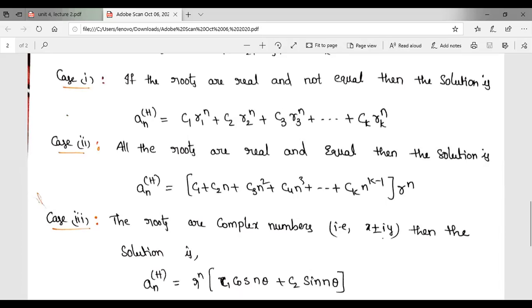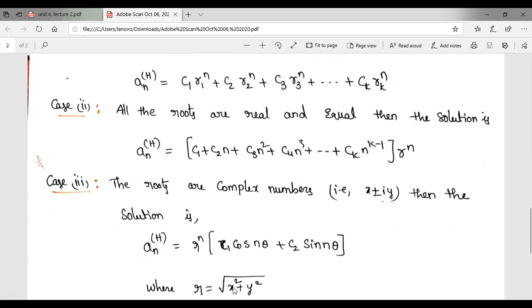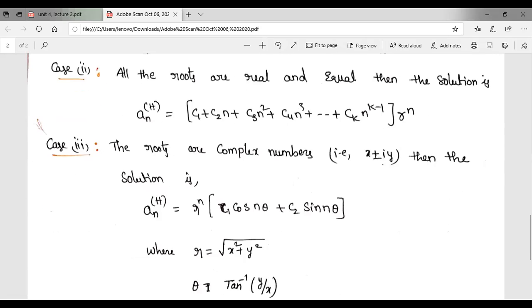In the second case, all the roots are real and equal. Then the solution is aₙ(h) = (C1 + C2 n + C3 n² + ... + Ck nᵏ⁻¹) rⁿ. If the roots are complex numbers, then the solution is aₙ(h) = rⁿ (C1 cos nθ + C2 sin nθ). We calculate r as the square root of x² + y², and θ is equal to tan inverse of y by x.